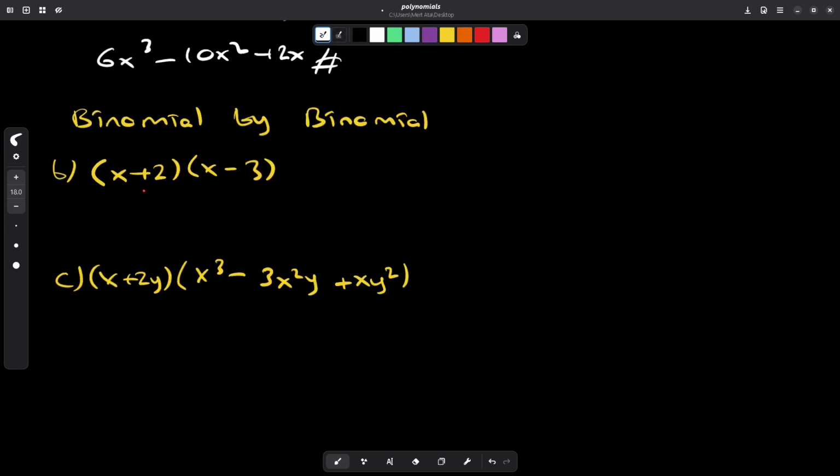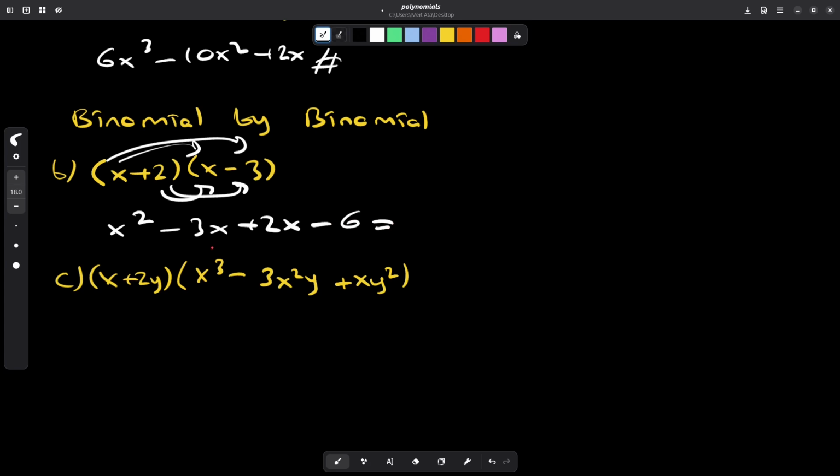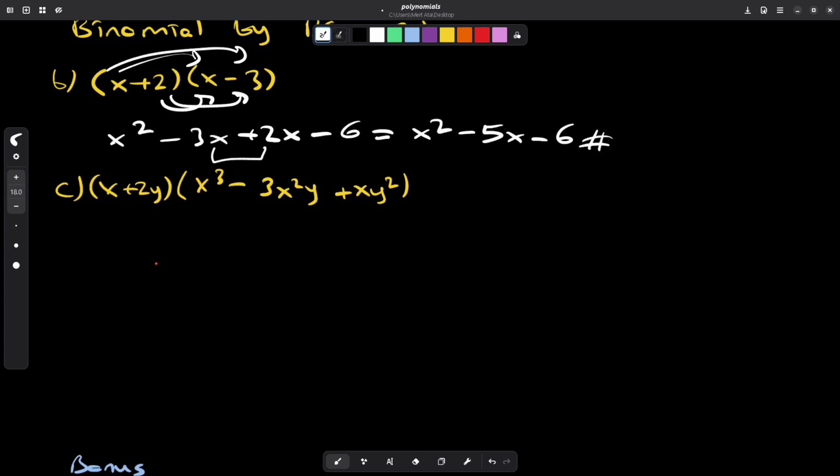Let's multiply a binomial with a binomial. First terms are multiplied, x squared. Then I multiply the first term with the second term, minus 3x. I multiply the second term with the first term, plus 2x. Last terms are multiplied, minus 6. Let's see if we have any like terms. We have. So we will write it in a simpler form, minus 5x minus 6.